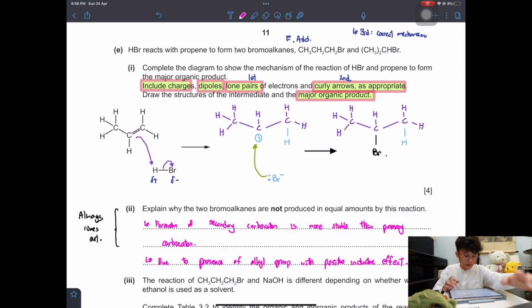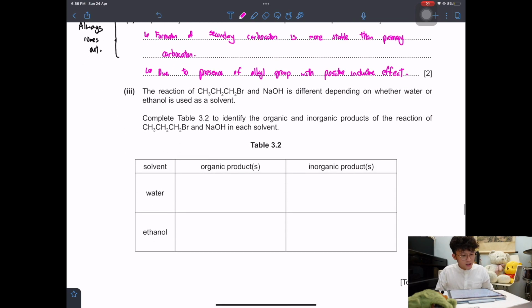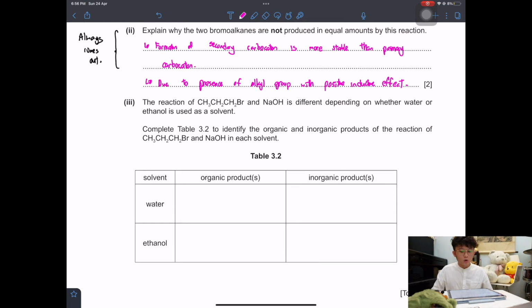Let's go. Complete CH3CH2CH2Br and NaOH. The reaction is different depending on whether water or ethanol is used as a solvent. Guys, remember, if you take H2O, your halogenoalkane will undergo hydrolysis and turn into an alcohol. But if you use ethanol, this halogenoalkane will undergo elimination instead. So the importance of this reagent is in my notes. Please go and refer to it, it's very important as well.